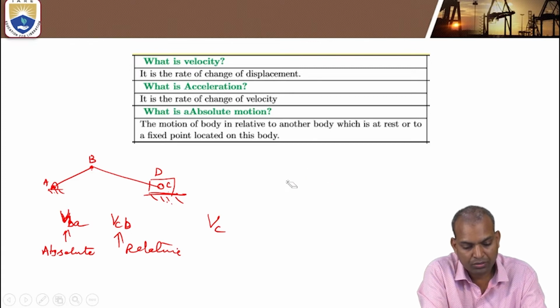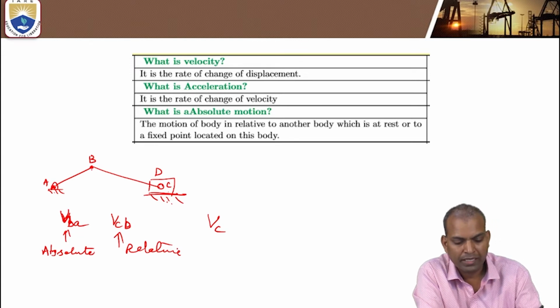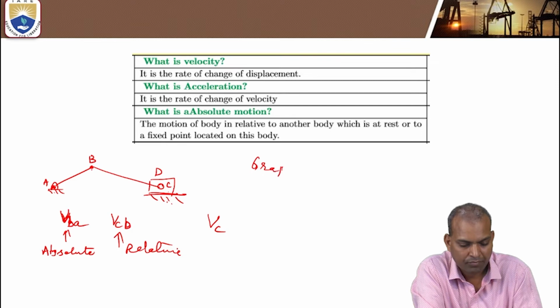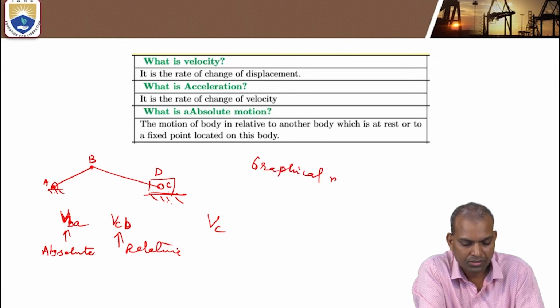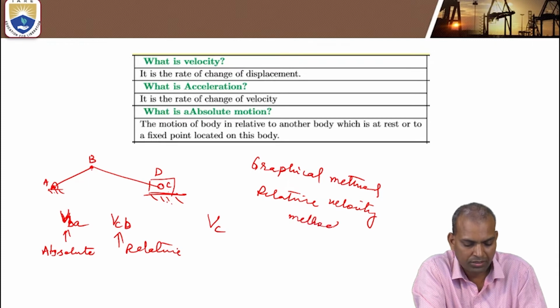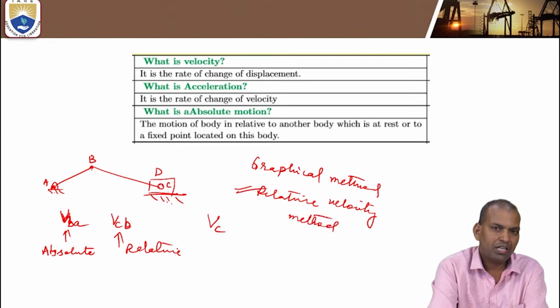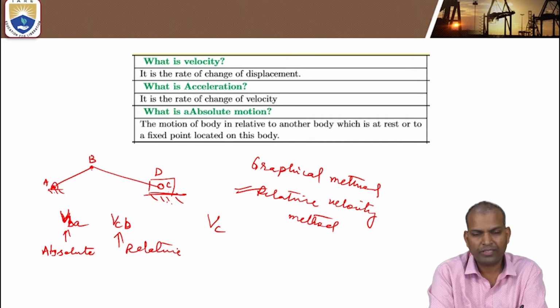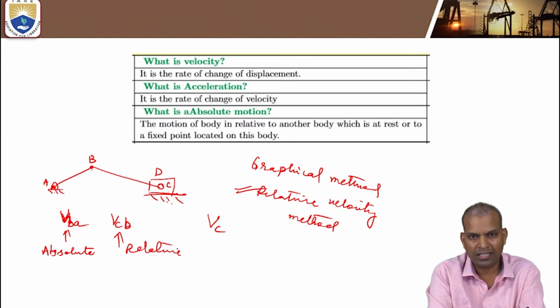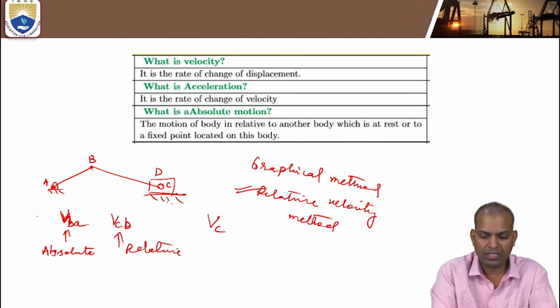the method to find out the velocities of various links by graphical method is also known as the relative velocity method. In the relative velocity method, we use vector equations and draw the line diagrams, velocity diagrams. Thus, we calculate the velocities of various links.